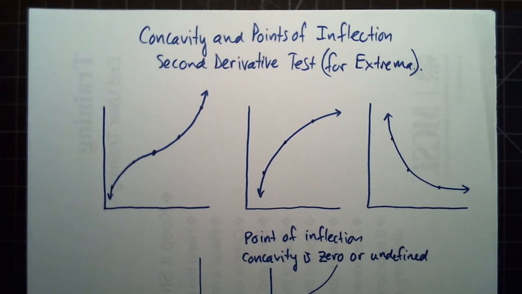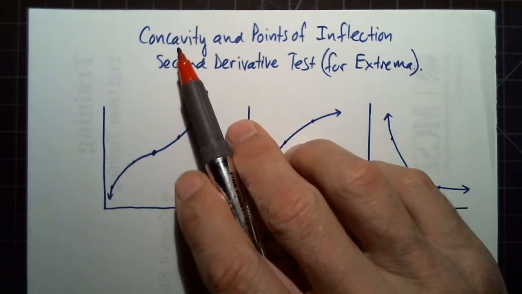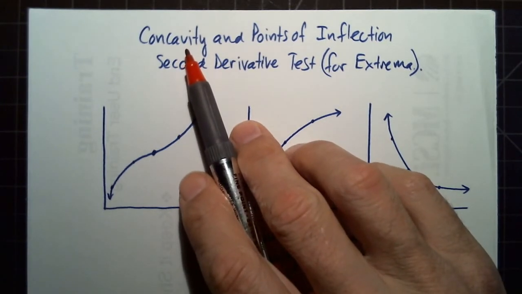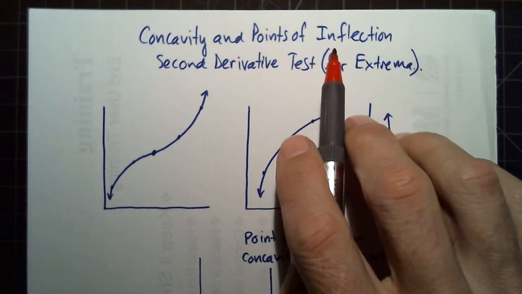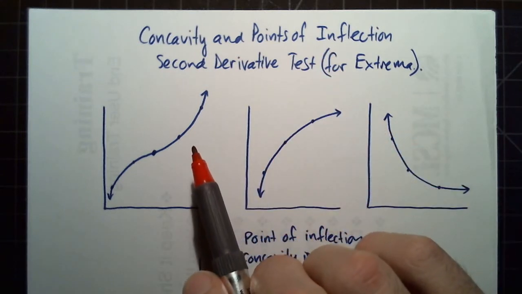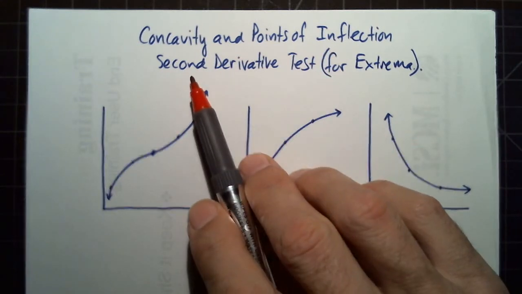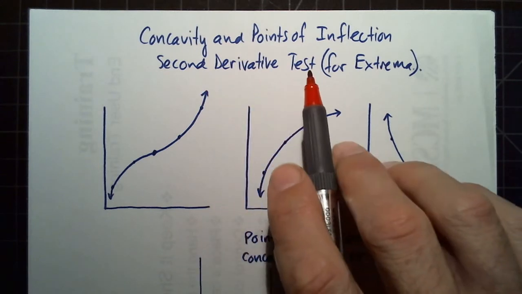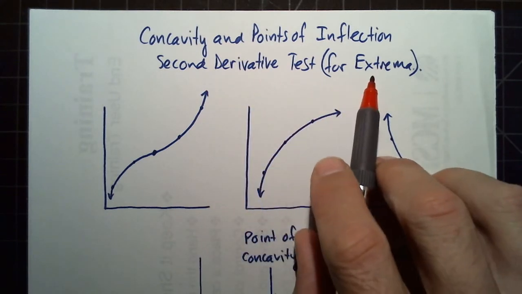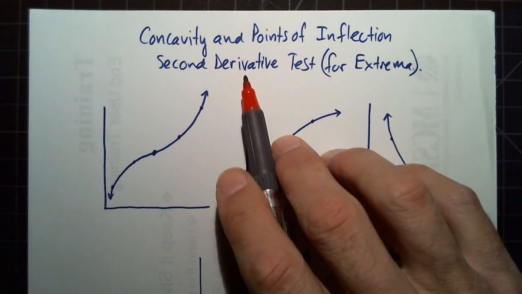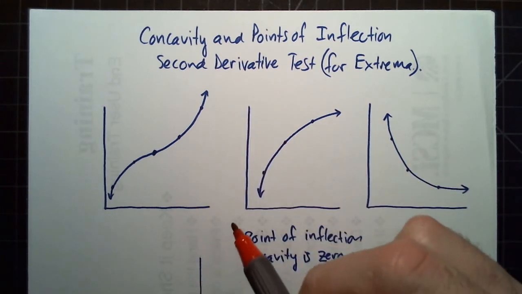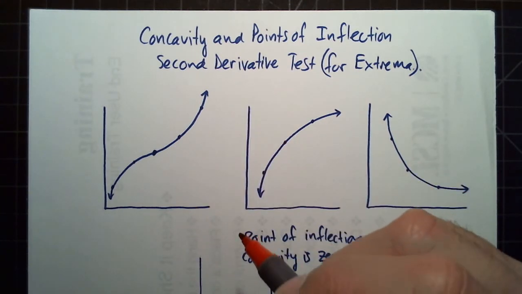In this lesson, we'll talk about concavity, and concavity is used to find points of inflection. We can also use concavity in the second derivative test, and this is for finding relative extrema. So, what is concavity?